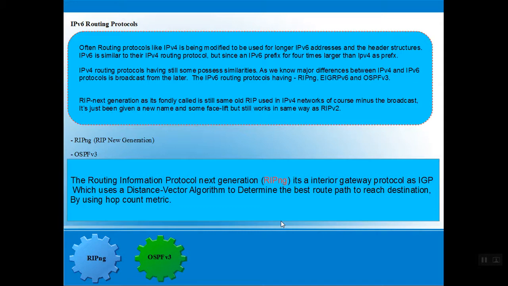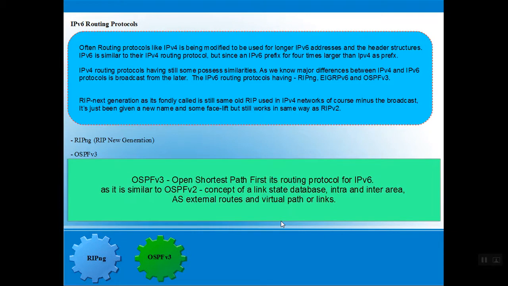Next we have OSPF version 3, open shortest path first, which is similar to OSPFv2. It finds the fastest path for moving our packet from source to destination. OSPF version 3 is similar to v2. Its concept is a link-state database, and it handles external routing as well as virtual links. So it finds the best path and gives the best result.